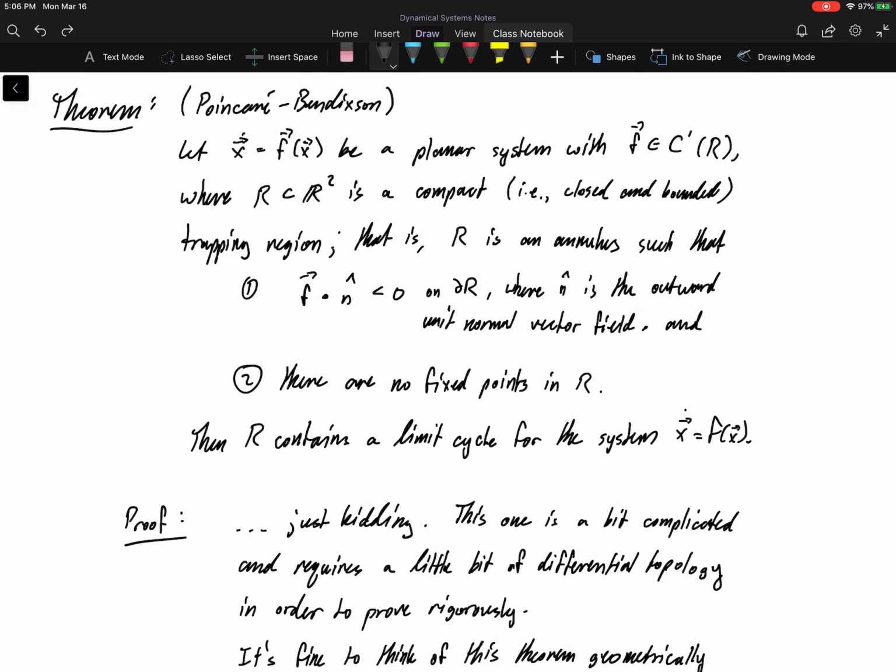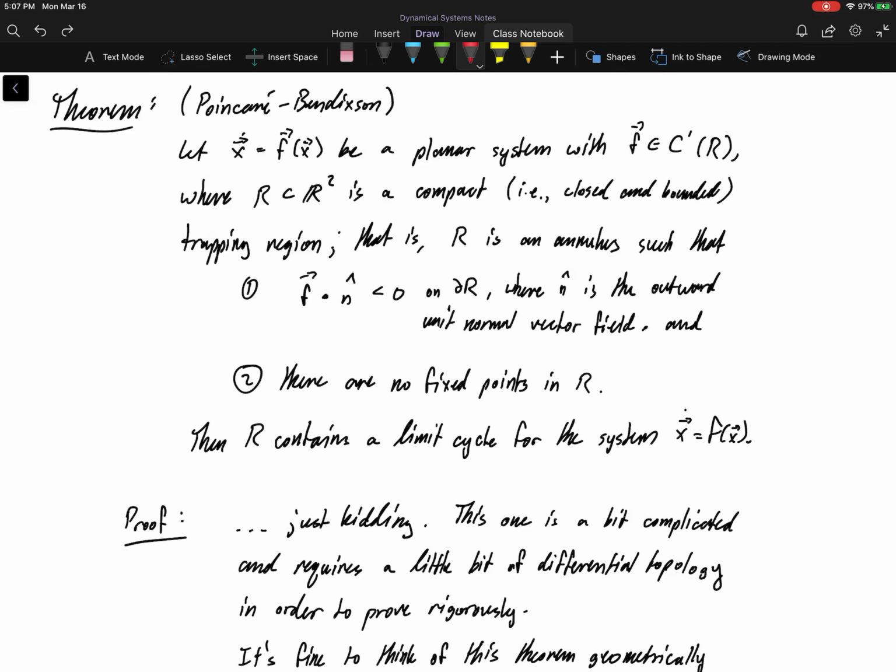So if we satisfy conditions 1 and 2, we have a trapping region that has no fixed points in it, then R has to contain a limit cycle for the system. And that actually should make a fair bit of sense here intuitively, that the trapping region is making sure that once you enter the annulus, you never leave, and that once you're inside this annulus, there's nothing for you to be attracted to. So the only thing that's left for you to be able to do is kind of cycle around and just wander aimlessly, so to speak.